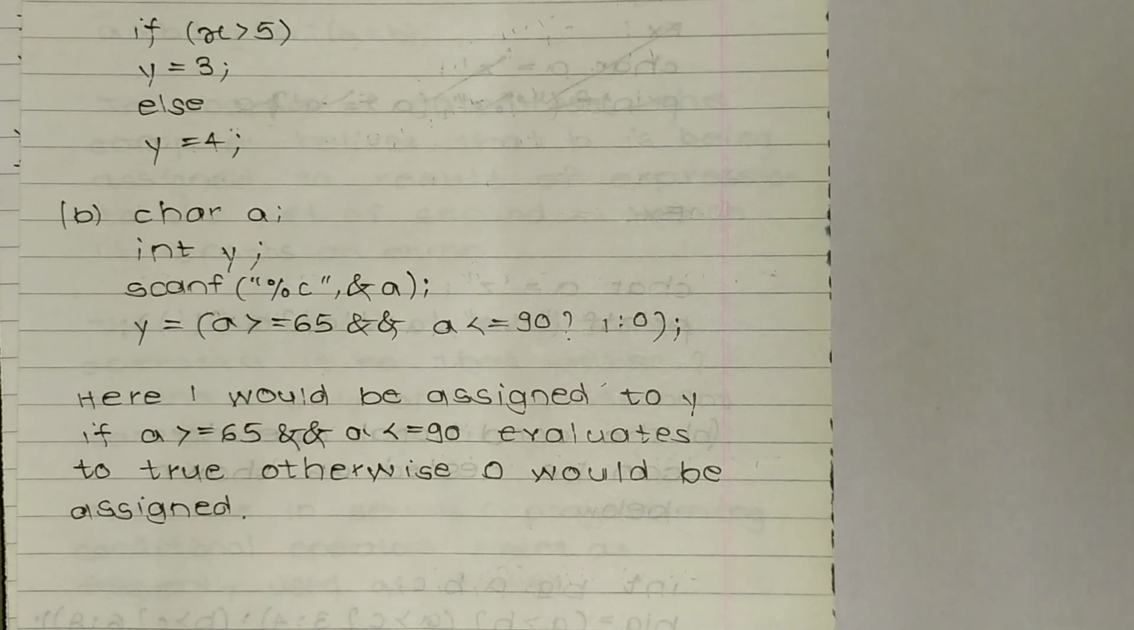So if this expression evaluates to true, then it will store 1 in y, or otherwise 0 will be stored. So if both conditions are not true, then it will store 0. If it is true, it will store 1.